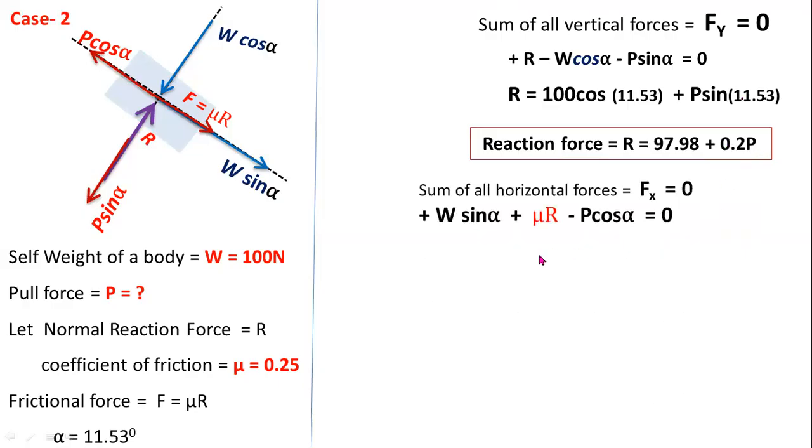After that you have to resolve all the forces along the inclined plane. These are the three forces along the inclined plane. For right side direction, you have to consider positive sign. For left side direction, you have to consider negative sign. So minus P cos alpha plus mu R plus W sin alpha equal to 0. Now P cos alpha equal to mu R plus W sin alpha.